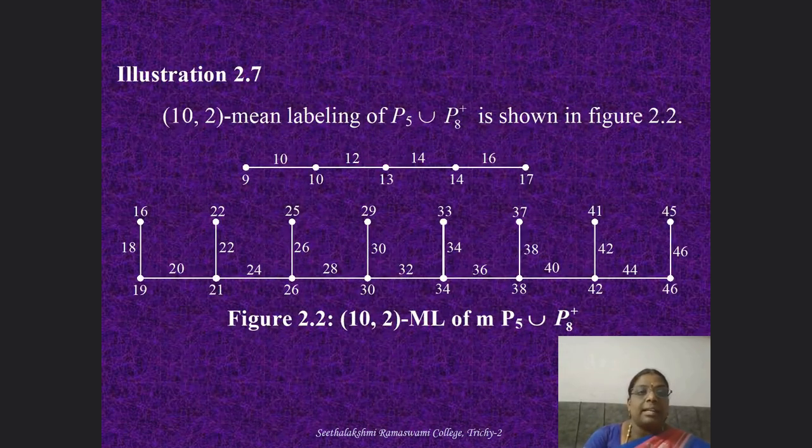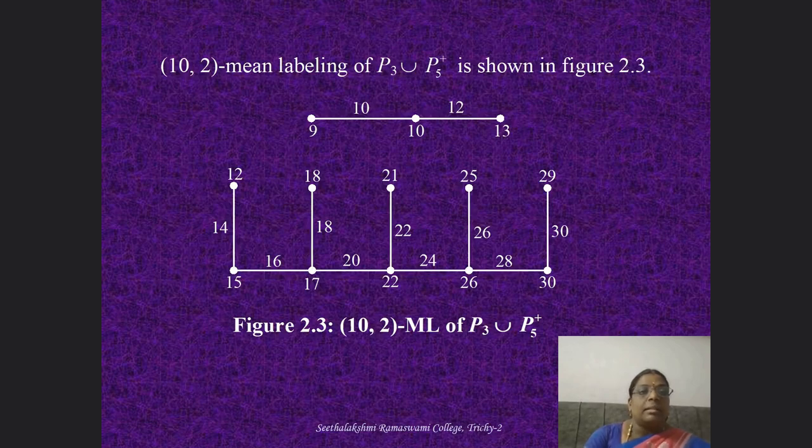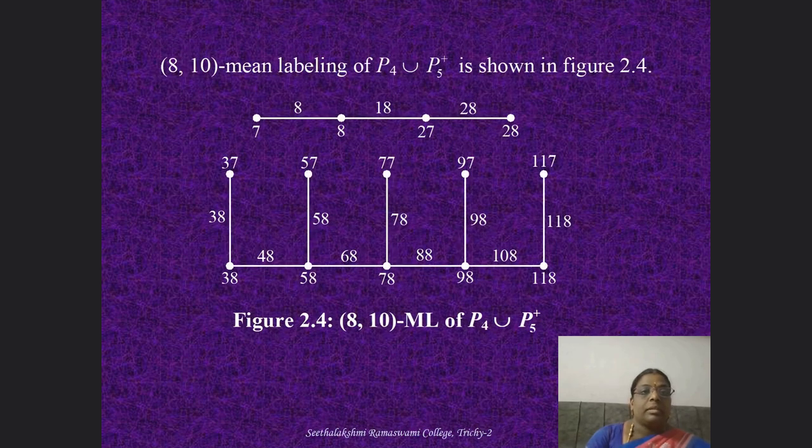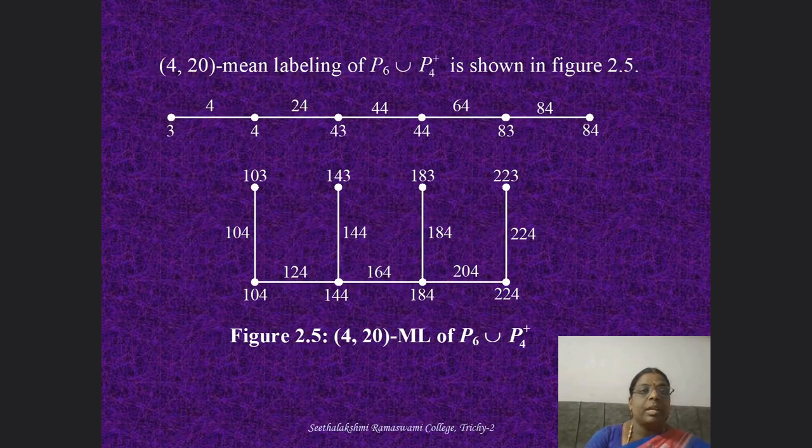So this is the second illustration. Next illustration for P3 union P5 plus. And 8, 10 mean labeling of P4 union P5 plus. 4, 20 mean labeling of P6 union P4 plus.